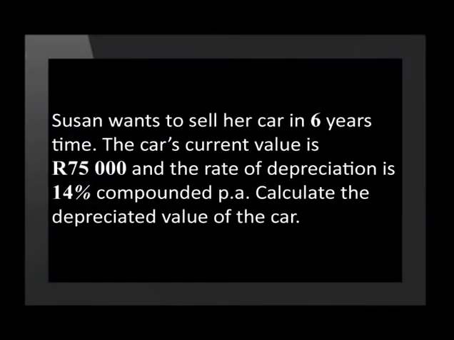This time, we'll look at compound decay. Why don't you try this one on your own first? Susan wants to sell her car in 6 years' time. The car's current value is 75,000 Rand, and the rate of depreciation is 14% compounded per annum. Calculate the depreciated value of the car.